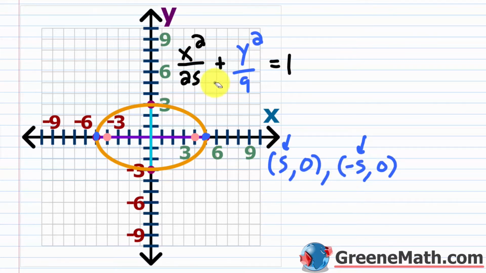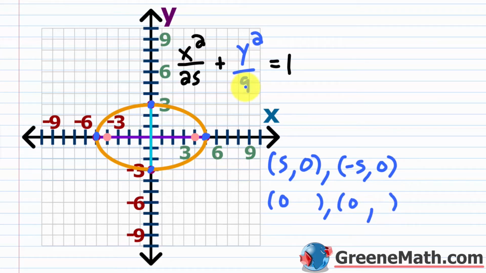You can use a similar thought process to get your y-intercepts. So here and here, now x is 0 in each case. And now what's the principal and negative square root of 9? So 3 and negative 3. Okay, so now we have those values. We know where those points came from.